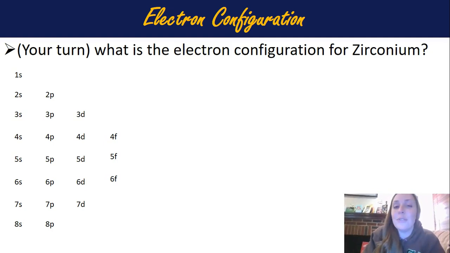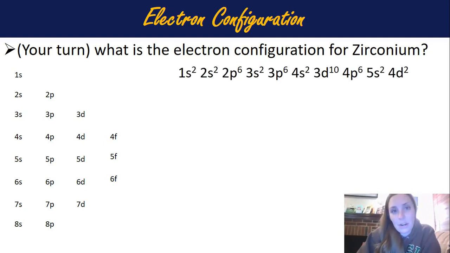Okay, so you should have frozen the video. Here is the electron configuration for zirconium. 1s2, 2s2, 2p6, 3s2, 3p6, 4s2, 3d10, 4p6, 5s2, 4d2. Okay, hope that went well. If not, definitely talk to a teacher before you get any further along, and I'll see you in the next lesson.